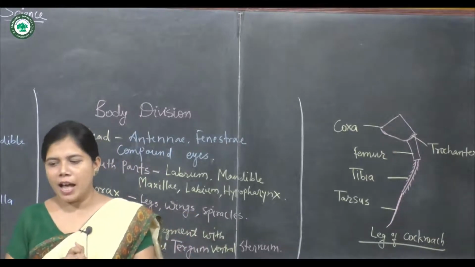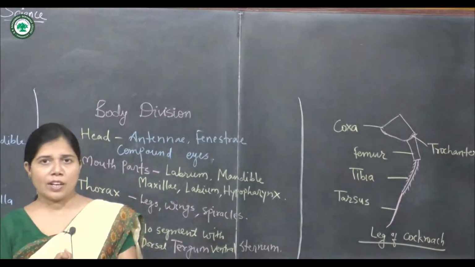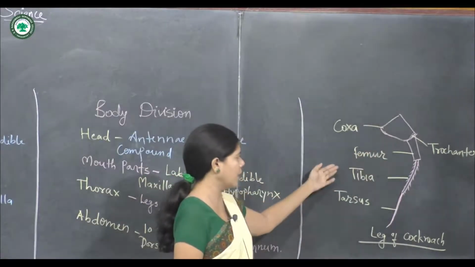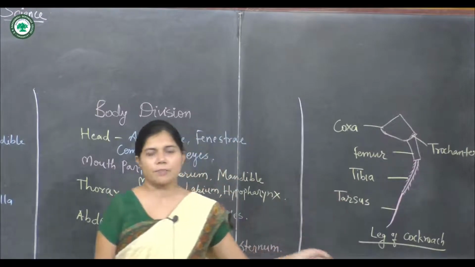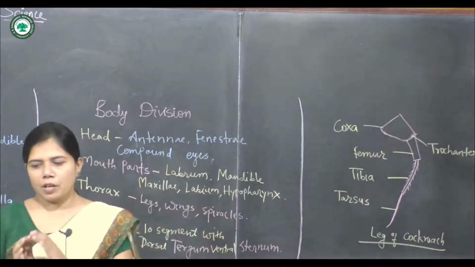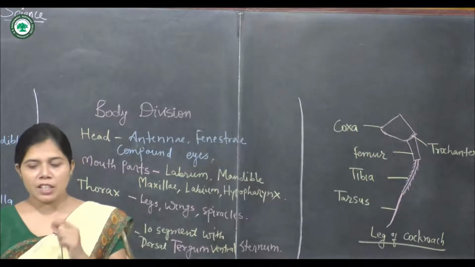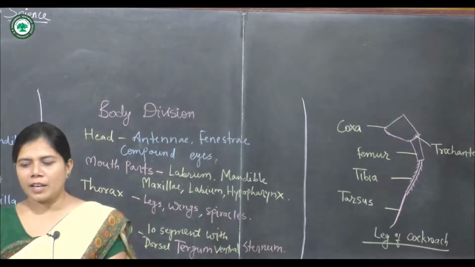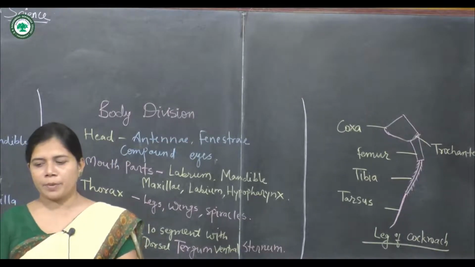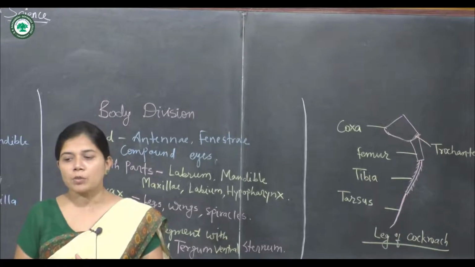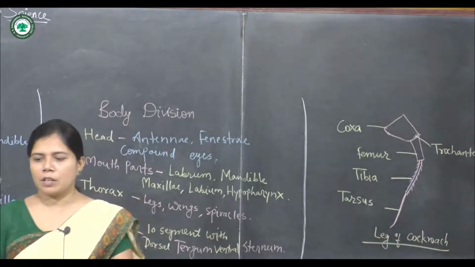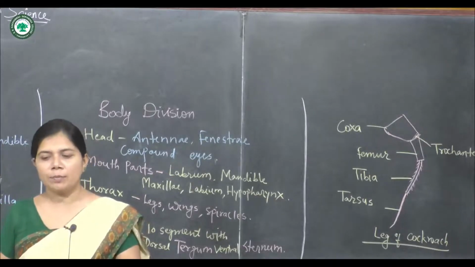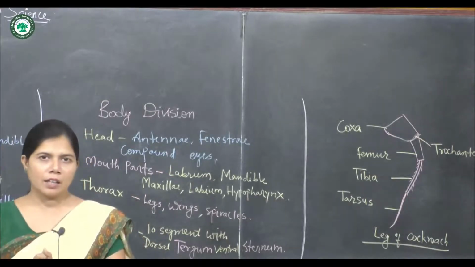Each leg has 5 podomeres. These are the coxa, trochanter, femur, tibia and the tarsus. Tarsus is the last segment of the leg and it is made up of 5 movable segments called tarsomeres. The last tarsomere bears a pair of claws and a cushion-like arolium, which is useful in clinging.